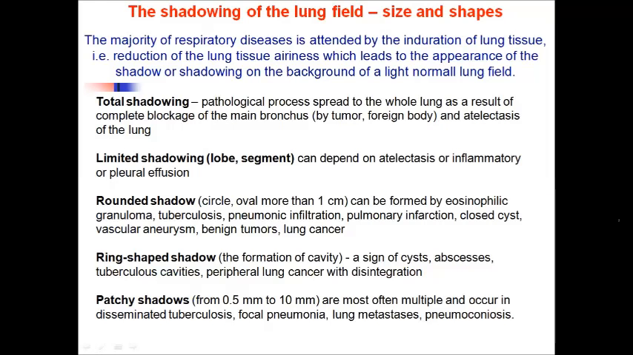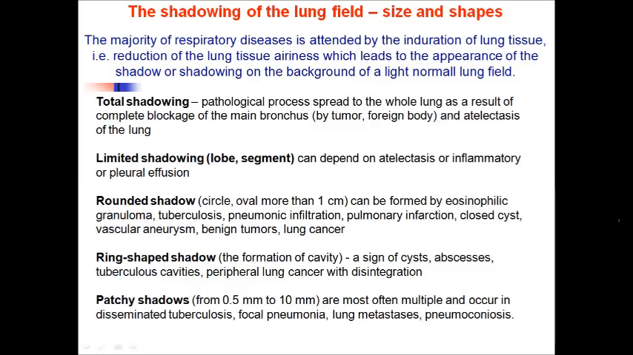The shadow of lung field depends on size and shape. The majority of respiratory diseases are attended by induration of lung tissue or reduction of the lung tissue airiness, which leads to the appearance of shadow or shadowing on the background of the light normal lung field. Shadowing may be total, limited, rounded, ring-shaped, or patchy.